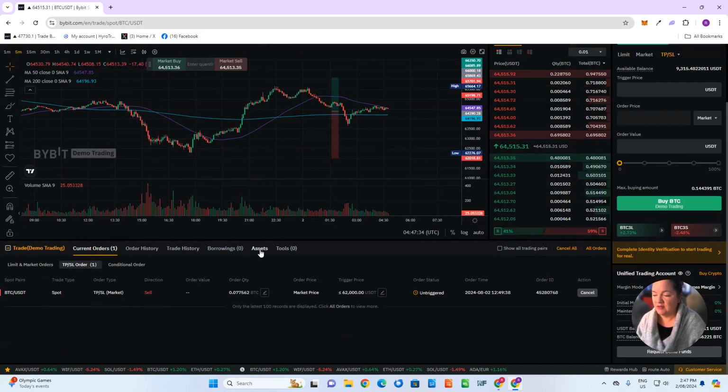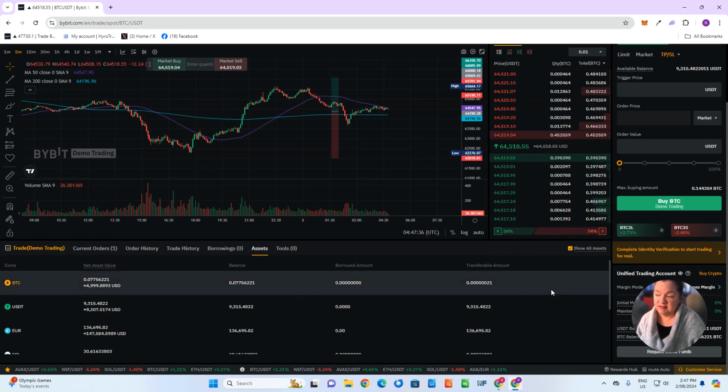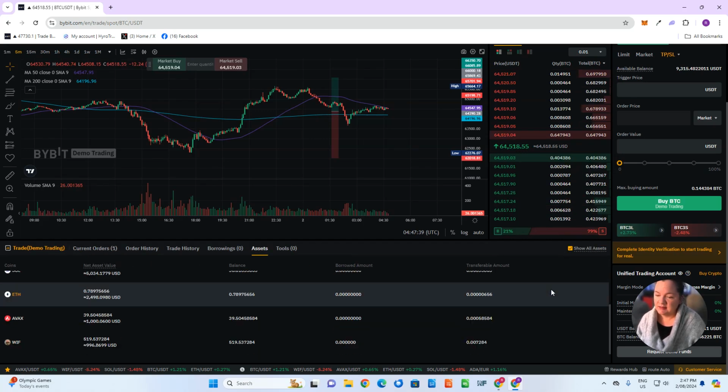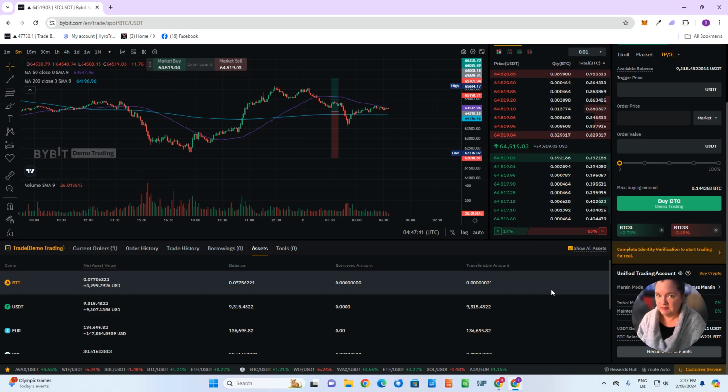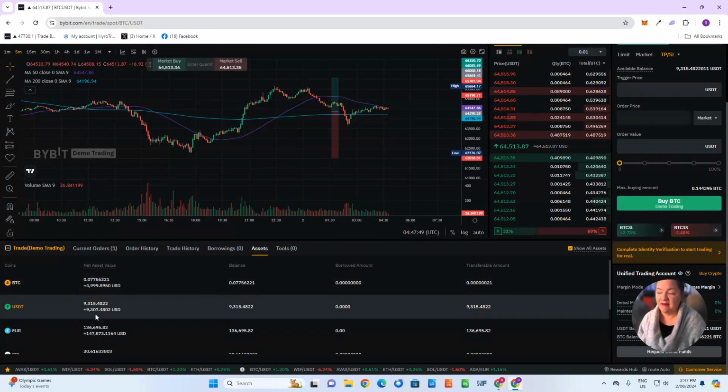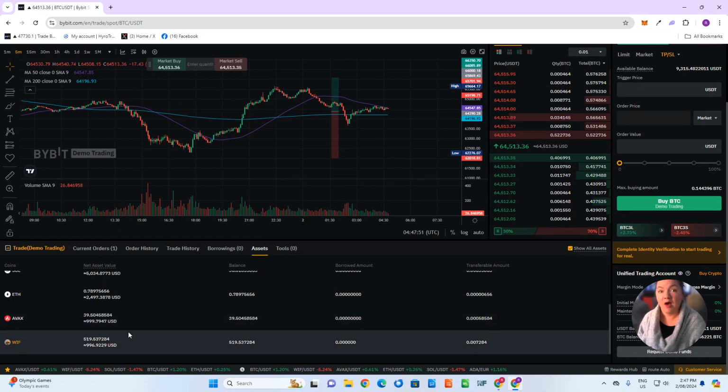If you want to see what other assets you've got, you can see them down here under assets. That's one of the other big things you'll notice that's different between futures and spot: you don't have a running profit and loss the same way you do with futures. All you have is a record of how much you own in your portfolio. So I will show you how I track that as well.